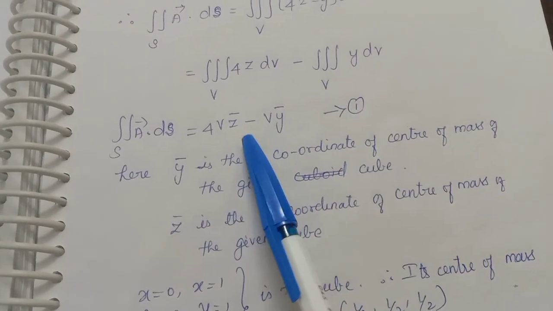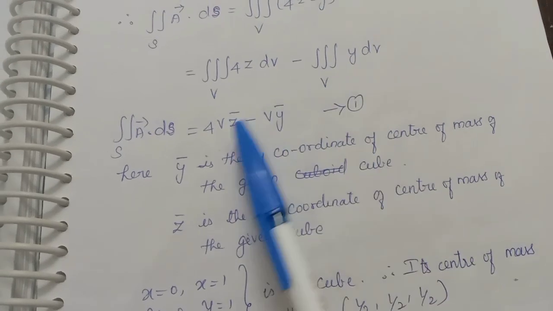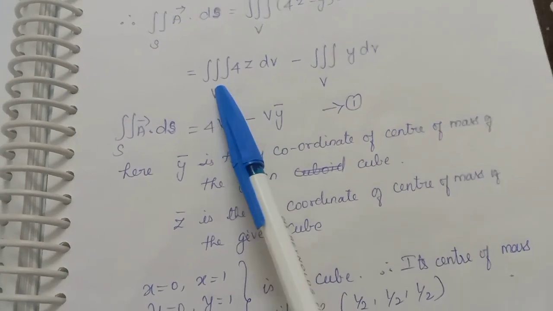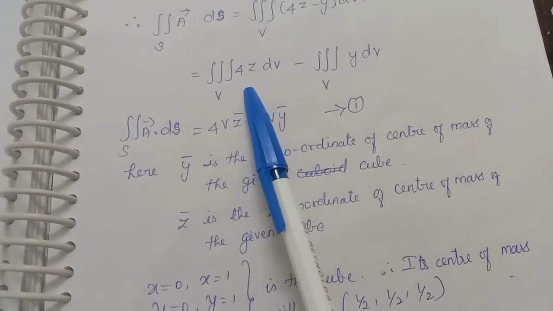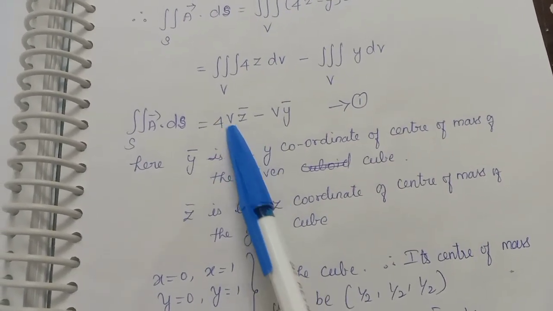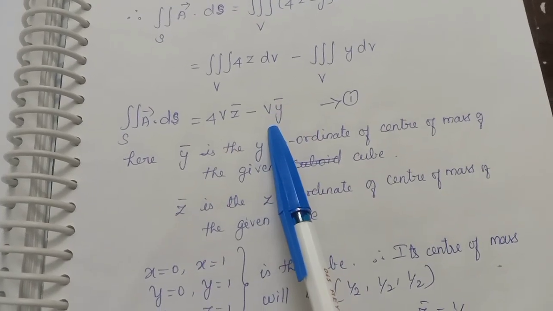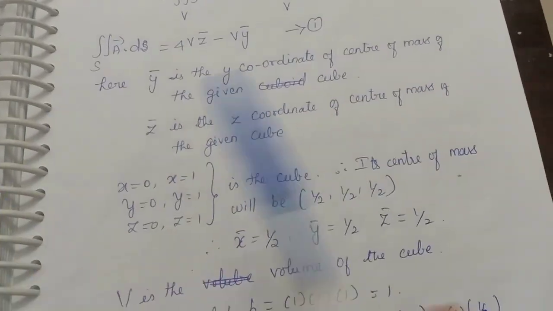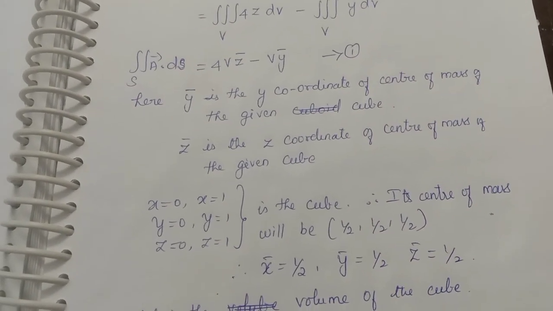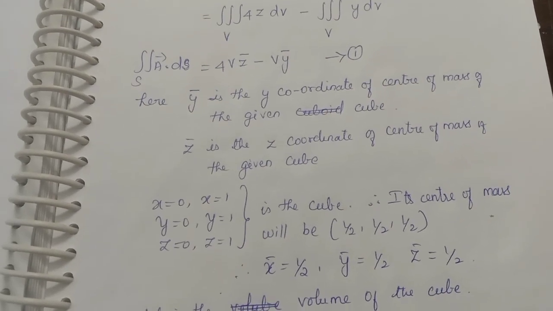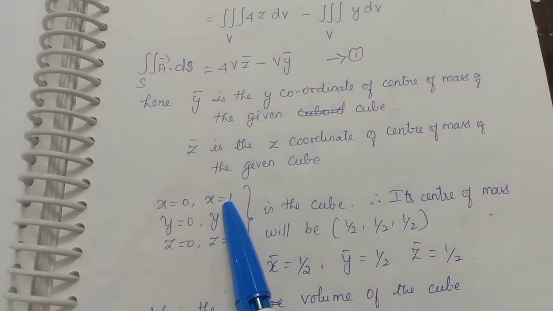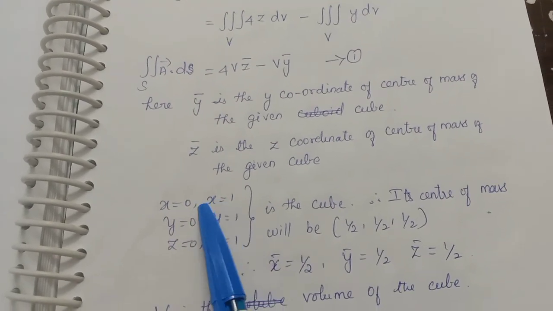This is a simple trick that you can follow here. If it is not possible, you have to integrate by using the limits. That also you can do, otherwise you can do it in this way. This is a very simple one. So what do we have to find here? The center of mass of the given cube. The center of mass will always lie at the center of the solid, because most of the solids given here will be uniform solids. So the center will always be at the center of the given solid. So here x equal to 0, x equal to 1. What is the center of this line? At 1 by 2, no?